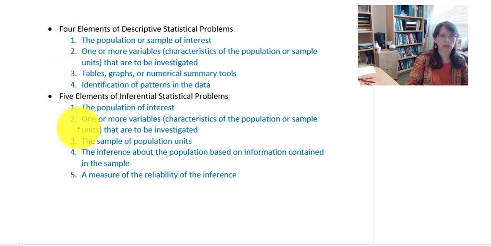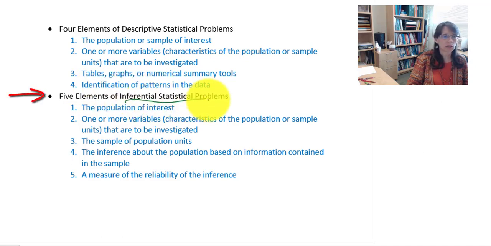Now, in this next table, we're going to talk about elements of descriptive statistical problems and elements of inferential statistical problems. The four elements of descriptive statistical problems include the population or sample of interest. So we must identify the population or the sample of interest. For number 2, we need to be able to identify one or more variables that are to be investigated. Number 3, there may be tables or graphs or some type of numerical summary. And last, we're going to identify patterns in the data.